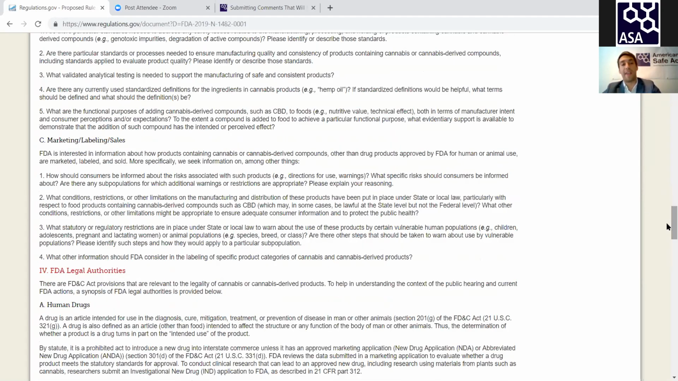So the final category that the FDA is looking for comments in is marketing, labeling, and sales. What the FDA is looking for here, based on other comments they've called for in the past, is basically how they're going to structure their warning and labeling system. Whether this is on the product itself, at the point of sale, or some other method like you see with the foldouts from some other prescriptions.